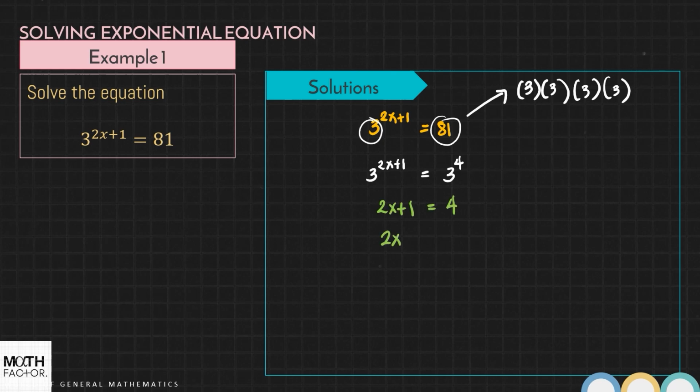We have 2x plus 1 is equal to 4. Let us move this plus 1 to the other side. Again, so this is using addition or subtraction property of equality. We have 2x is equal to 4 minus 1 is 3. Dividing both sides by 2, using division property of equality, we have x is equal to 3 over 2.